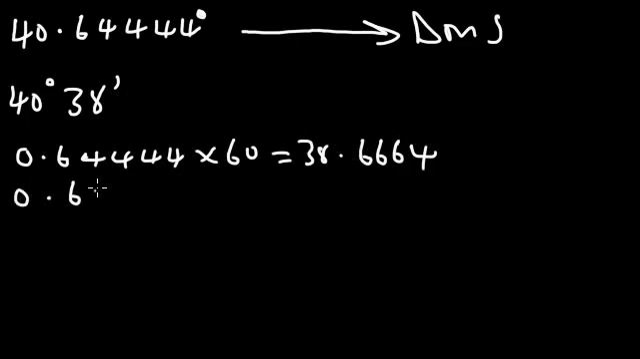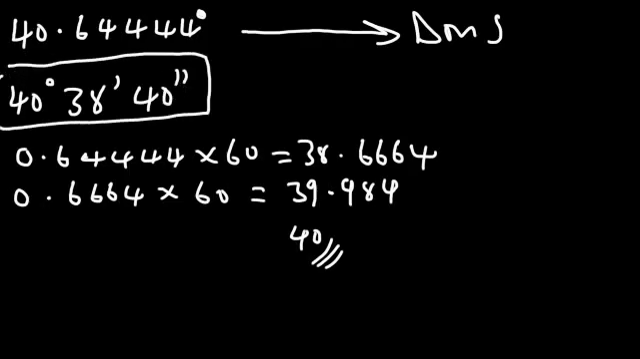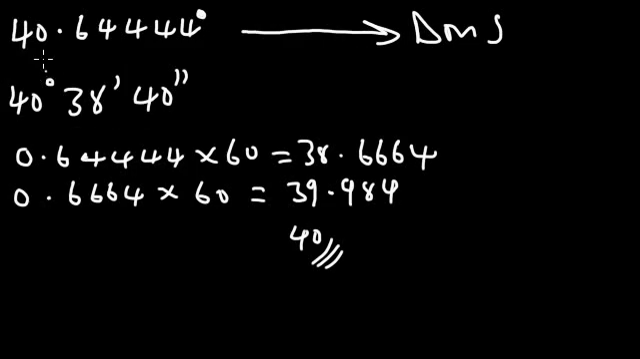So I have 0.3664 multiplied by 60 again gives us what? 0.3664 times 60 gives me 39.984. Since I'm at the terminating point, I can approximate it to the nearest whole number and have it as 40 seconds. So this means that the final answer is 40 degrees, 38 minutes and 40 seconds.